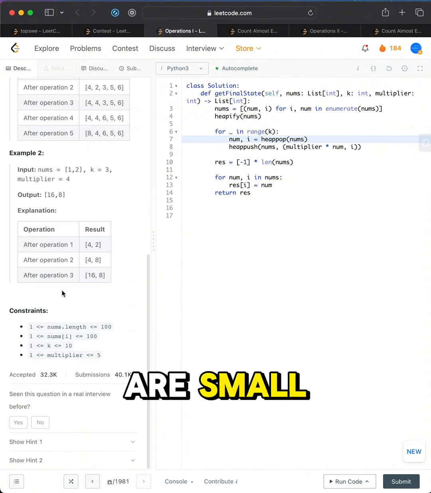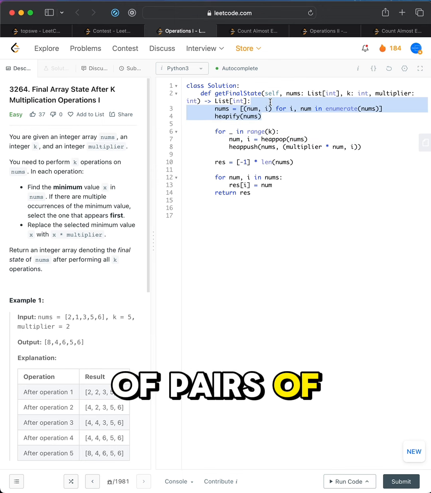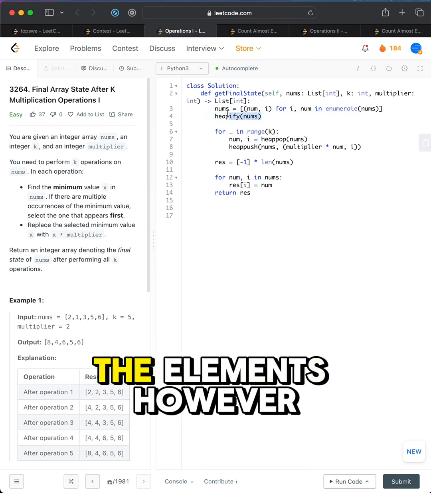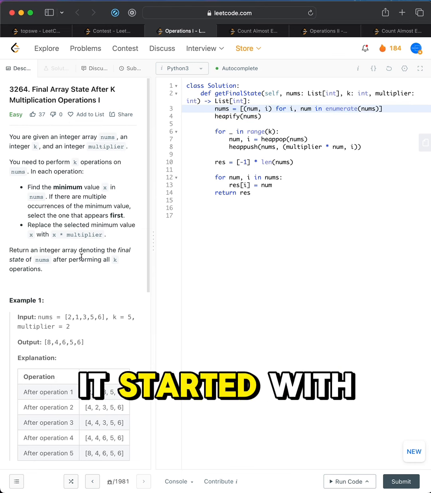Because the constraints are small, we can brute force this. We first make a min heap of pairs of nums and its index. The reason we store the index is because the heap will reorder the elements. However, our final nums must have the same order as it started with.